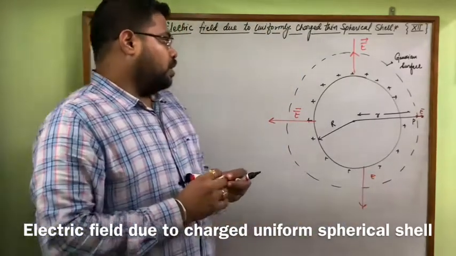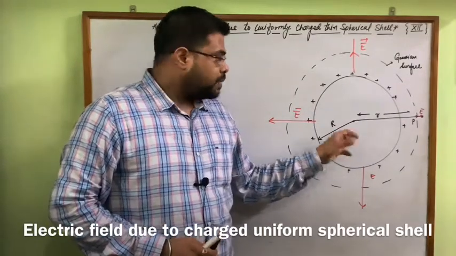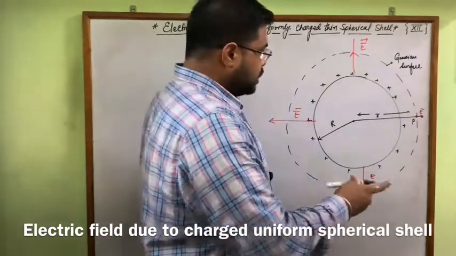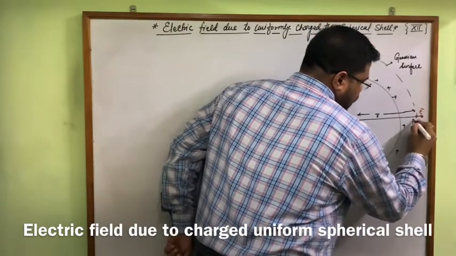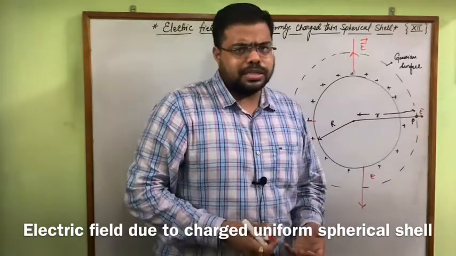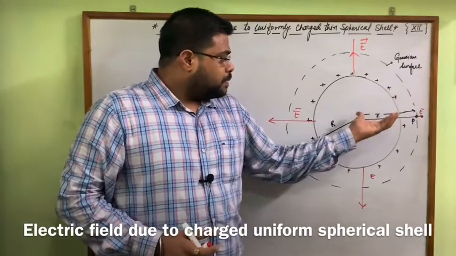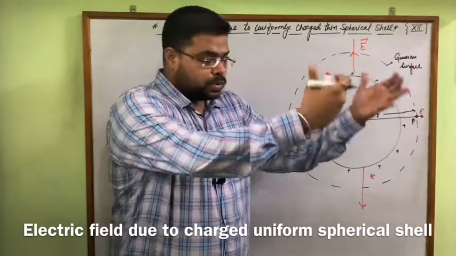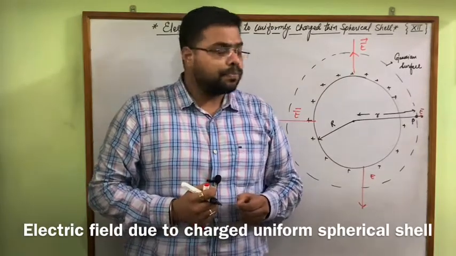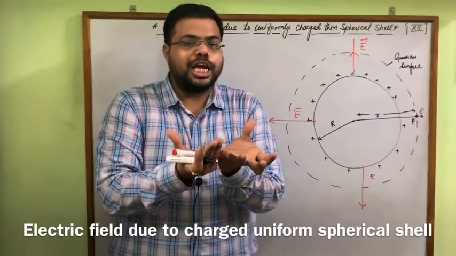First of all, we consider the spherical shell of radius capital R, and at a distance small r from the center we consider one point P, where we have to calculate the electric field intensity. The simple meaning is that if we give charge to a shell, then at a distance r, just outside, at point P, you have to find how much the electric field intensity will be. Now we have to cover the whole spherical shell.